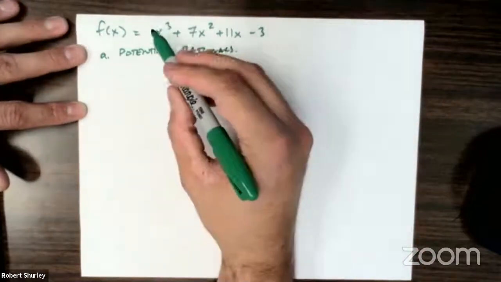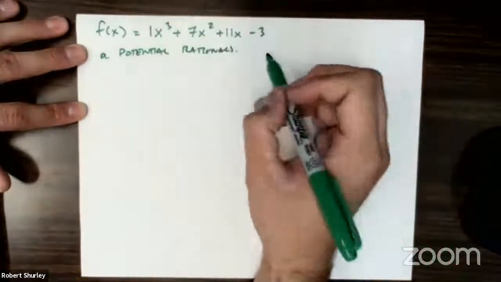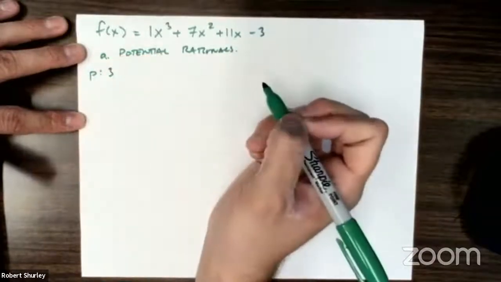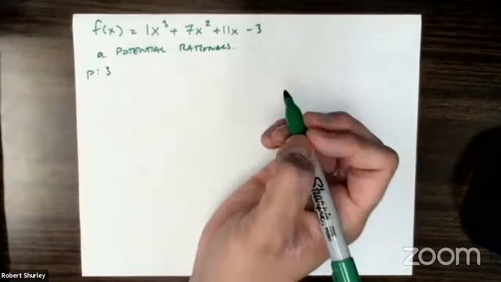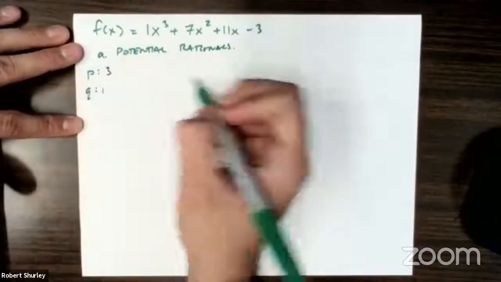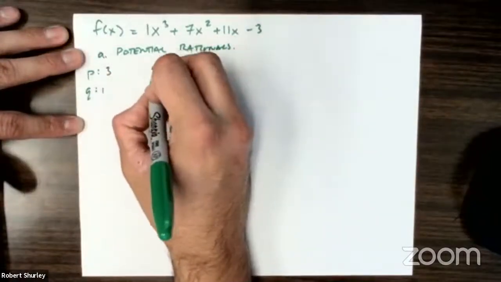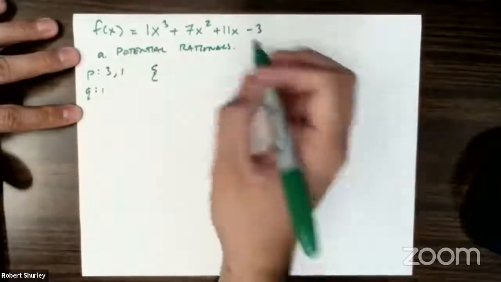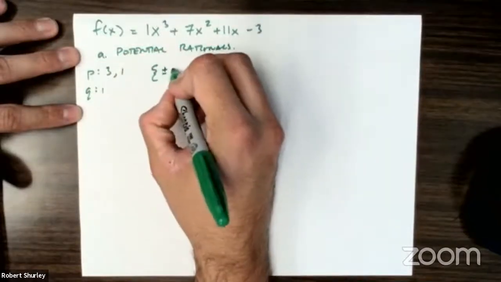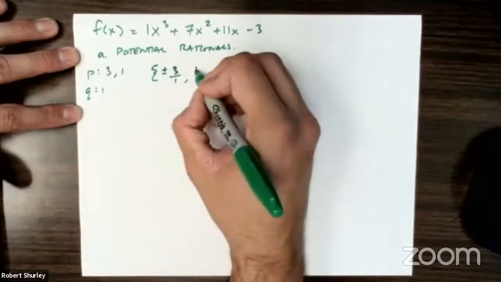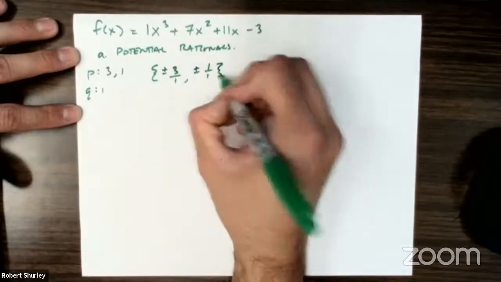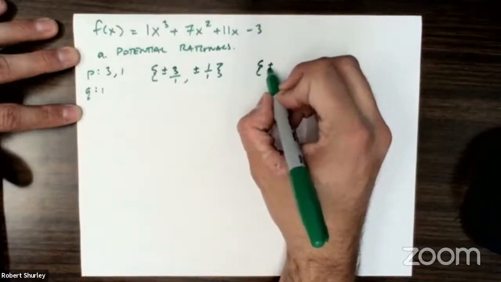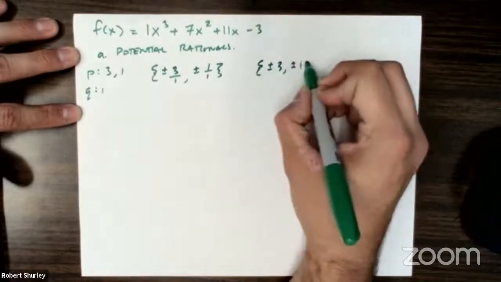This one won't be bad because look, we're dealing with a 1 here, right? So the P is going to be -3. It doesn't matter that it's positive or negative because all of them become plus or minus anyway. The Q is just 1. So the potential rationals are very limited here. It's only 3 and 1. So it's just going to be plus or minus 3 over 1, plus or minus 1 over 1. So there's only 4, right? If you want to write it without fractions, plus or minus 3, plus or minus 1.